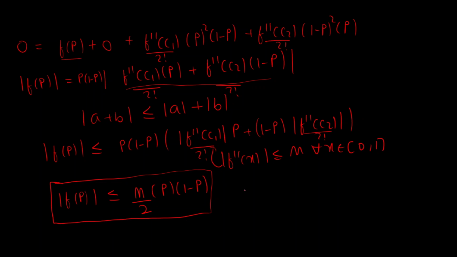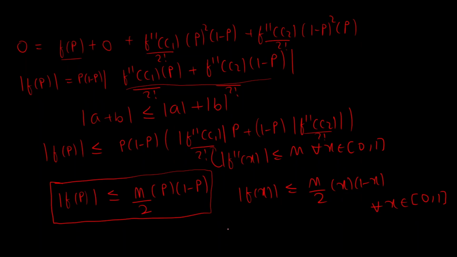Now since p is any arbitrary point in between 0 to 1, we can conclude that the absolute value of f of x will always be less than or equal to M by 2 times x into 1 minus x for all x belonging to 0 comma 1.